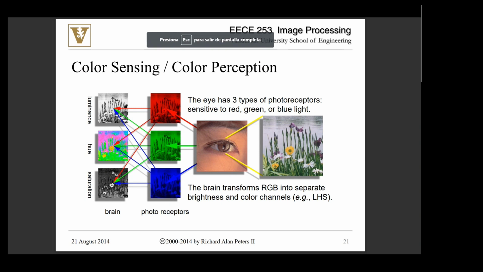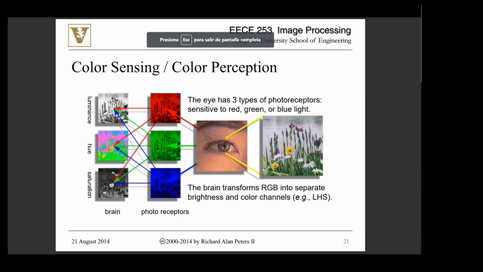So you can also transform this RGB into something called luminance, hue, and saturation. Hue is "tonalidad" in Spanish. So you have an intensity channel, which is how many photons are arriving from that area, while this one describes the color of those photons, or what the wavelength of those photons is. So this is a different representation of this one.